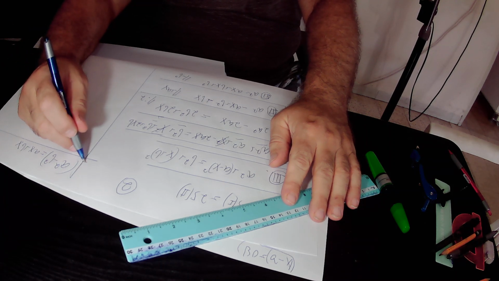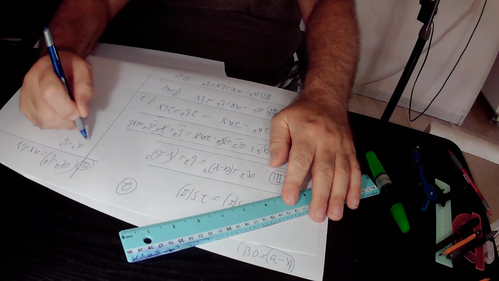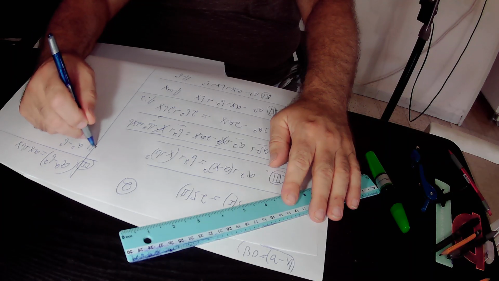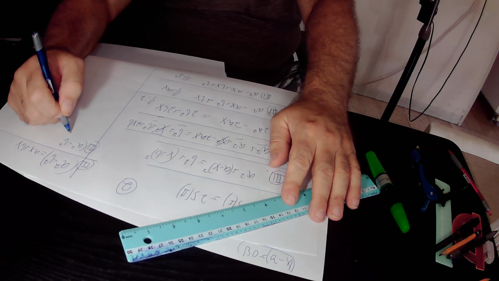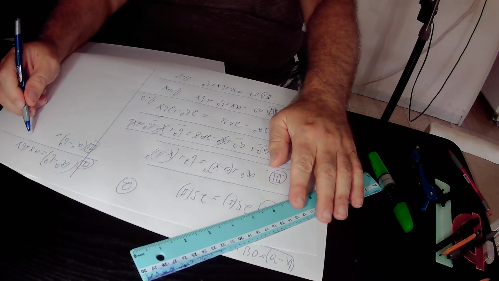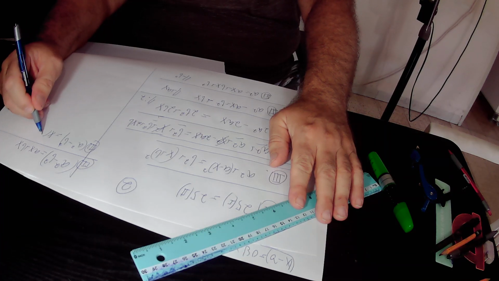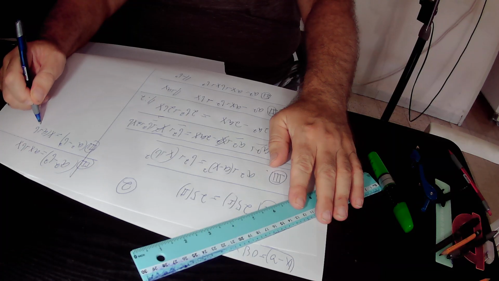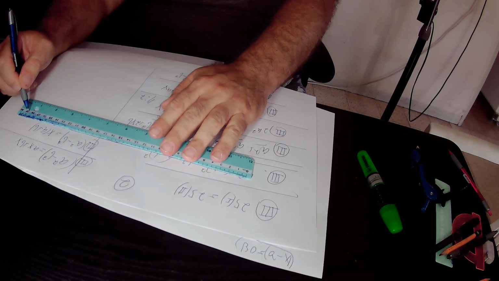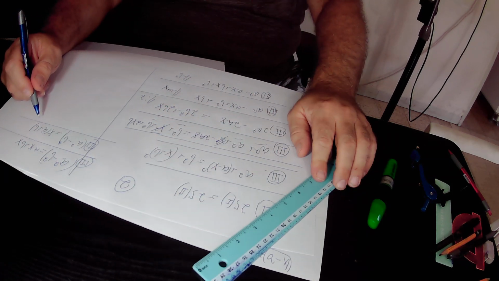So according to equation 3, a squared minus b squared equals ax plus bx. So here we take x out as a common factor from those expressions, so inside the brackets we are left only with a plus b. We found out that according to equation 3, a squared minus b squared equals x times a plus b.